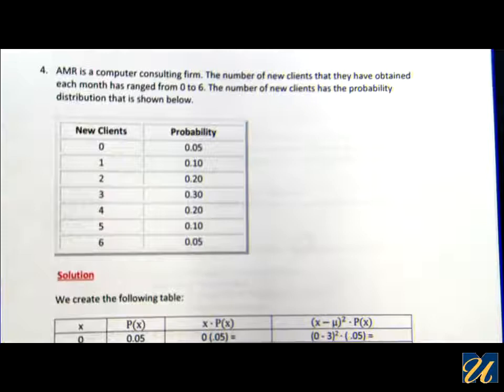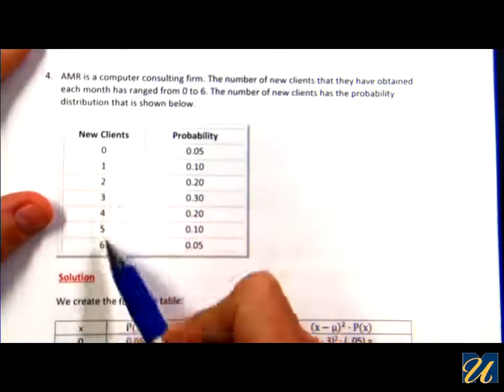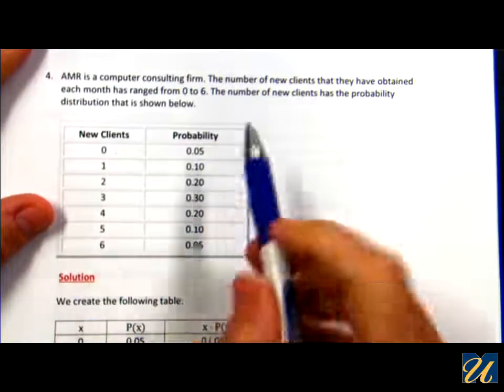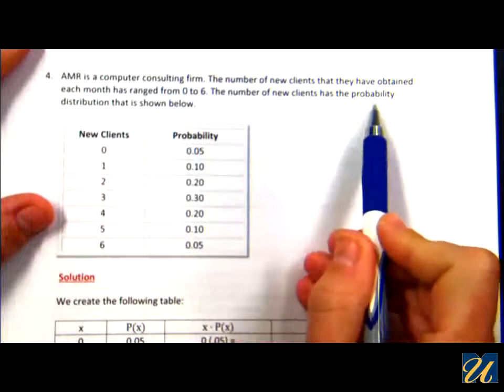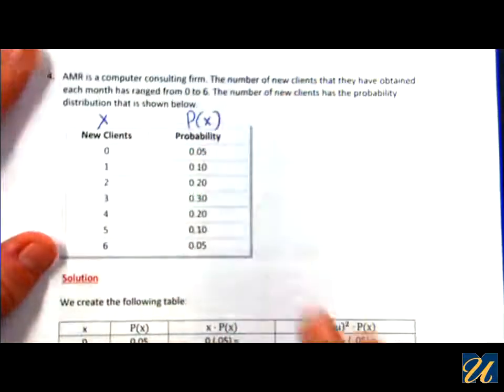Next, problem number 4. AMR is a computer consulting firm. The number of new clients that they have obtained each month has ranged from 0 to 6. The number of new clients has the probability distribution that is shown below. So you have your X and you have your P of X, basically.